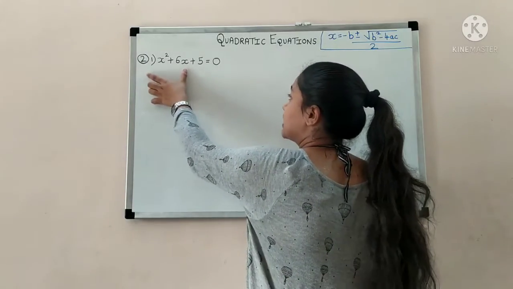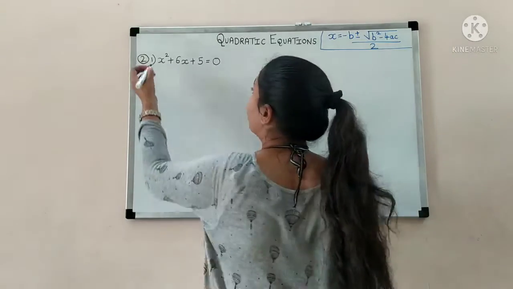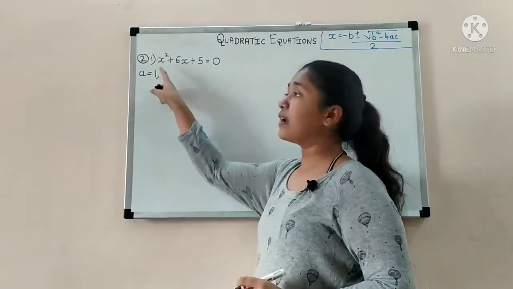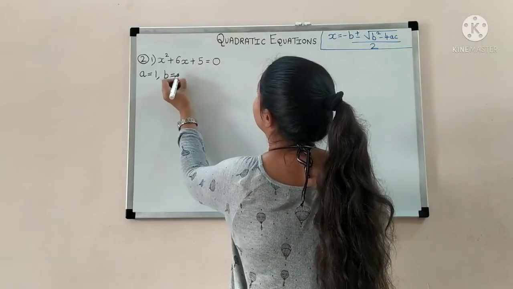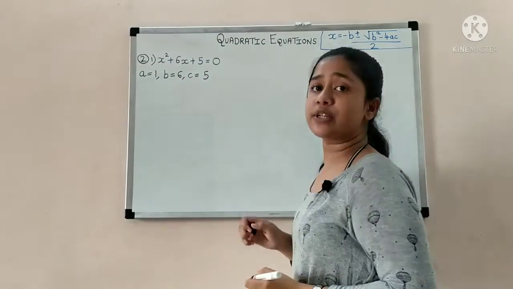So you all can write the statement comparing with ax square plus bx plus c is equal to 0. What do we get? We get a is equal to 1. I'm repeating, you all write that whole step, okay? So a is equal to 1, b is equal to 6 and c is equal to 5. Okay, this much is clear.